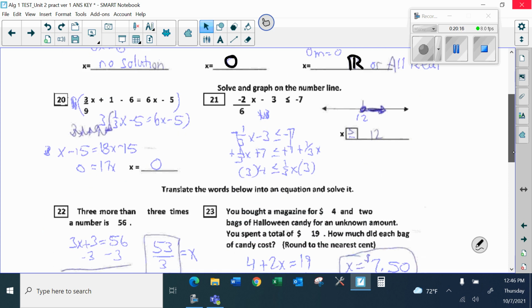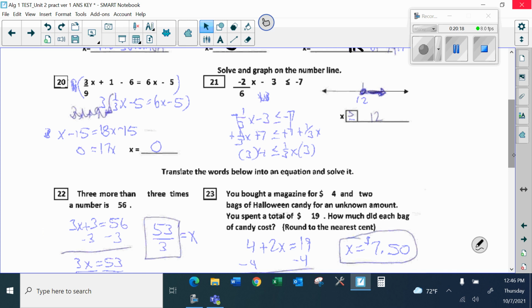Number 20. First thing I did was to simplify the 3/9 and to combine those like terms right there. So I get 1/3 x minus 5 equals the 6x minus 5. I want to get rid of the fractions, so I multiply the entire equation by 3. That's the common denominator. So I multiply by 3, I get x minus 15 equals 18x minus 15.